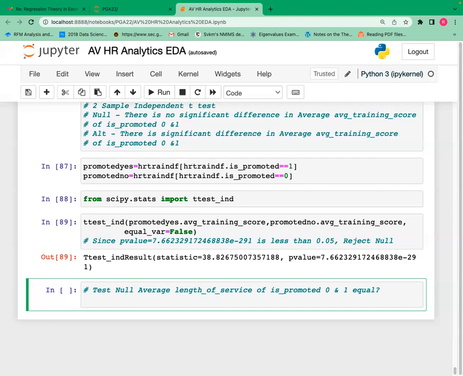So the data is already split. Write the null and alternate. First, do the group by of mean and also group by of variance, because we have to make sure the variance is also different. And then frame the null and alternate. Then conduct the test.